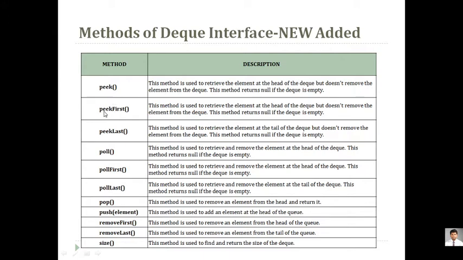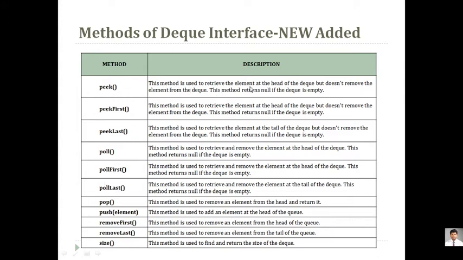Now we'll go for the new functions. That is the peek function. Peek first and peek last. We have already seen this in the concept called stack, and in the concept called vector. So in vector we have seen peek first and peek last, and poll first and poll last. So this is how the functions will be used. Now what exactly is peek?